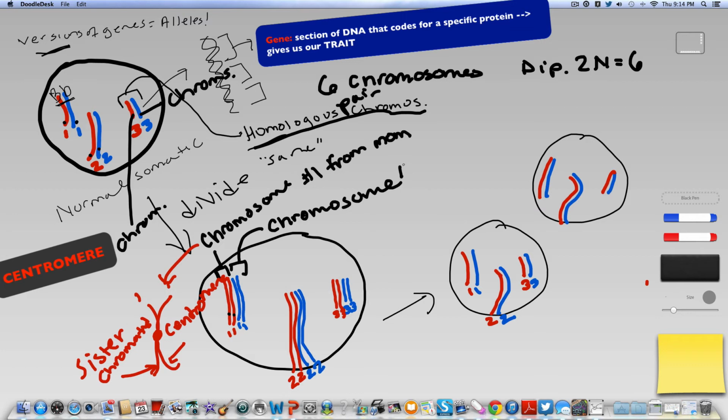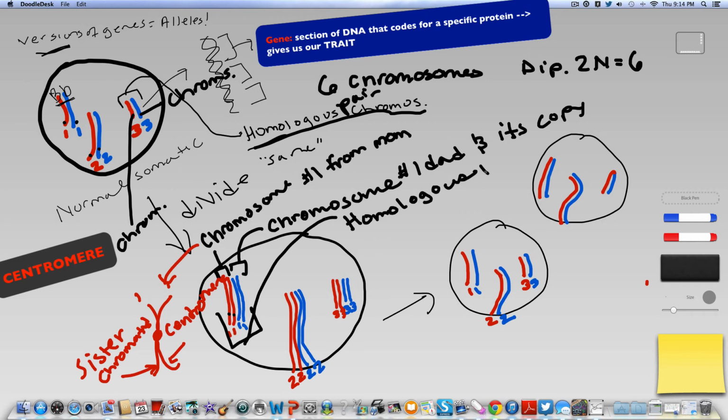So this is chromosome number 1 from dad and its copy. We refer to each of those as chromatids. Together, because they're both chromosome 1s from mom and dad, we refer to it as a homologous pair of chromosomes. So you can see how up here we said chromosome, chromosome, homologous pair of chromosomes. We're saying the same thing here. We just made an extra copy.